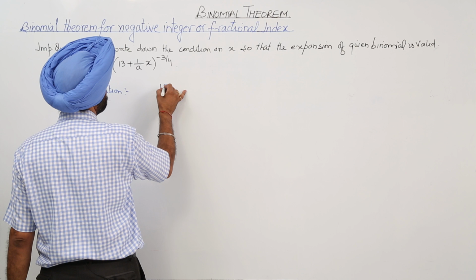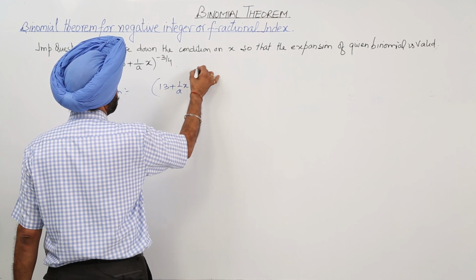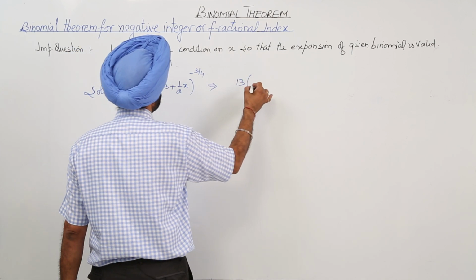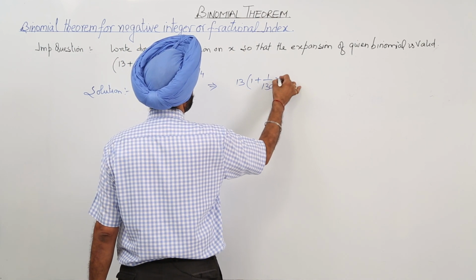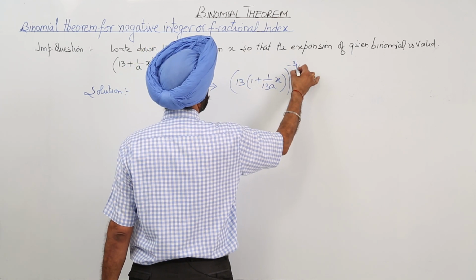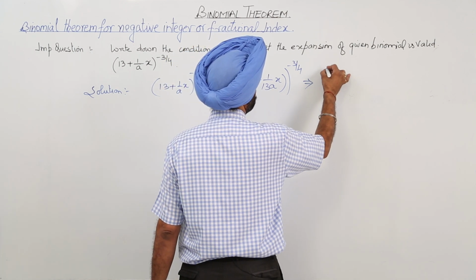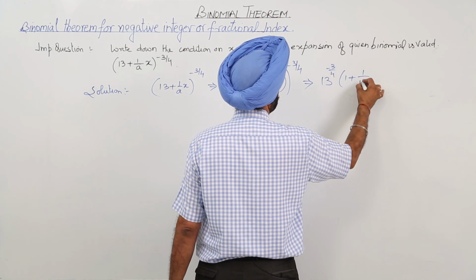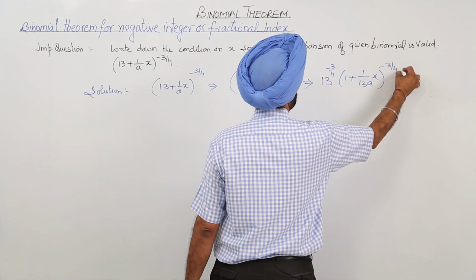Now the given expression is (13 + ax)^(-3/4). To this we can write it as 13(1 + ax/13) whole to the power minus 3/4, and further this can be written as 13 raised to the power negative of 3/4 with (1 + ax/13) raised to the power minus 3/4.